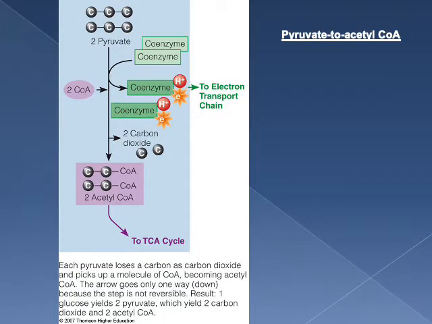This diagram shows the 2 pyruvates, 2 3-carbon compounds, being converted to 2 acetyl-CoAs with 2 molecules of carbon dioxide lost. And then the acetyl-CoA goes on to the TCA cycle. And this is an aerobic step. It's not reversible. And as you can see, the hydrogens or the electrons will be transported to the electron transport chain.